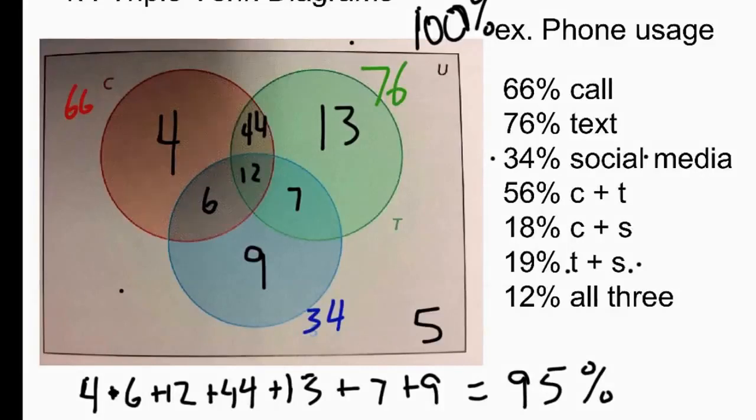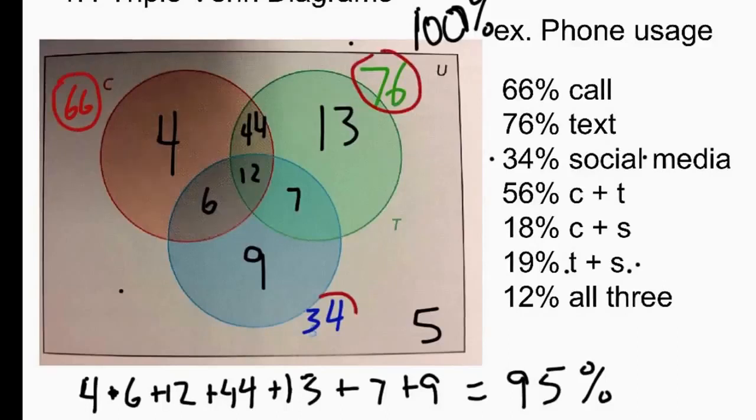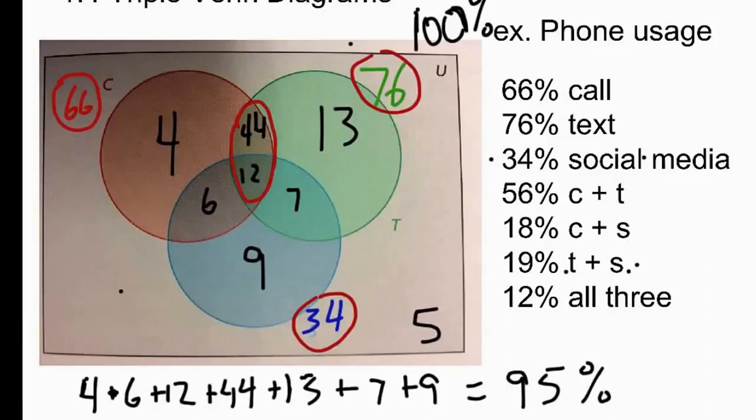So we know the total 66, and in terms of the formulas, we want to use that circle plus that circle plus that circle, which is good, right? Let me back up one more time. We're doing all of A, so we're going to do this circle plus this circle plus this circle, right? That covers everything. But now we have to subtract the overlap. So we'd have 66 plus 76 plus 34. Then we're going to minus the 44, right? Just the 44.